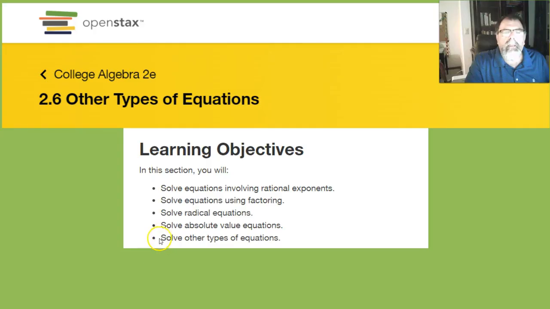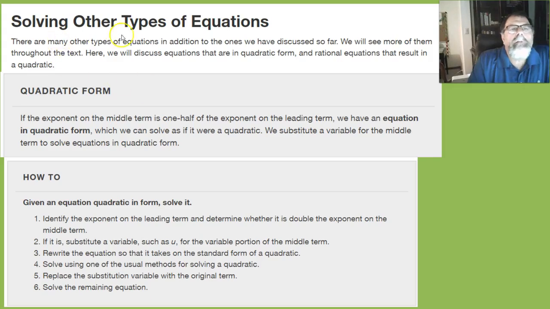Okay, and then to the last objective, solve other types of equations. There are many other types of equations in addition to the ones we have discussed so far. We will see more of them throughout the text. Here we'll discuss equations that are in quadratic form and rational equations that result in a quadratic. Okay, so what do we mean by quadratic form?